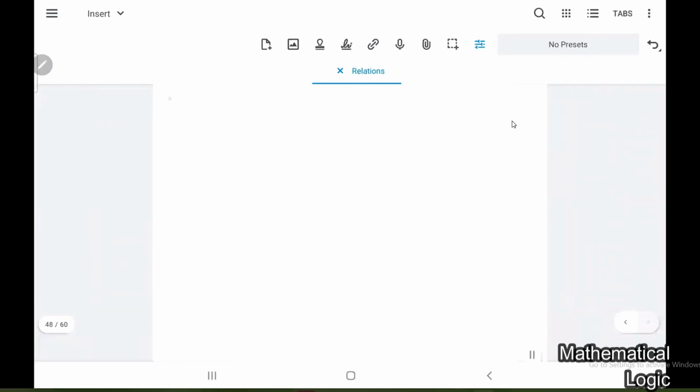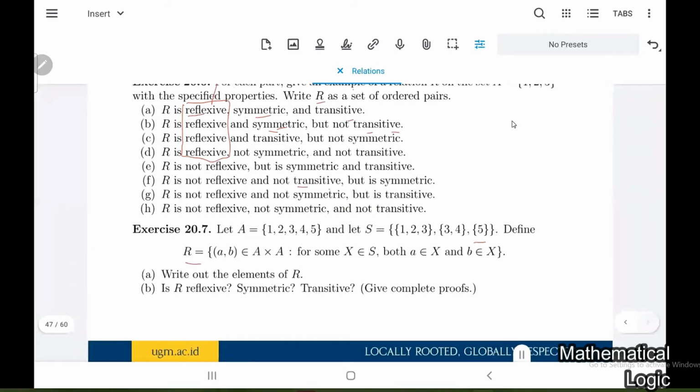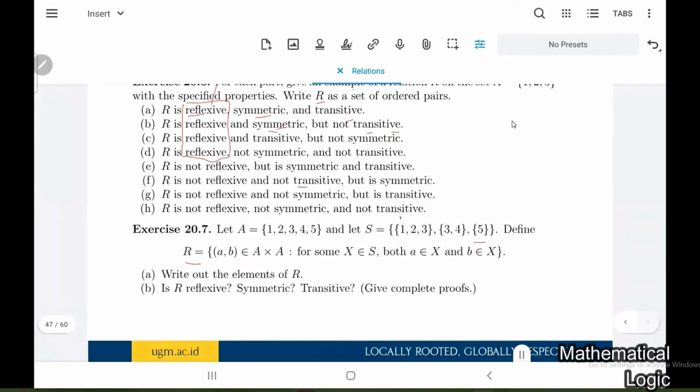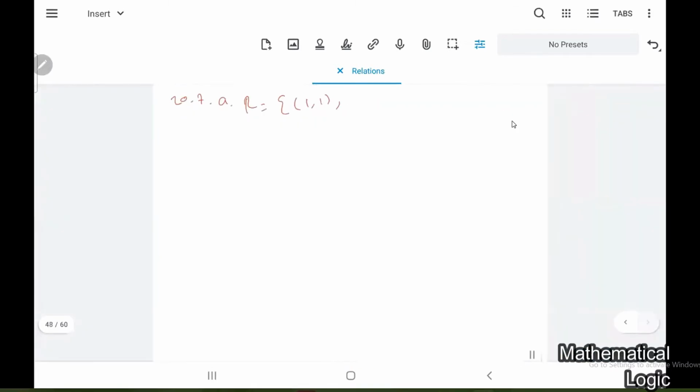Your R, this one is 20.7. Your R, what is it? As long as both of them are inside an X, so there exists a subset. Okay. So what is that? The thing is we have 1, 2, 3. So we have to list all of them. So 1, 1 should be inside because 1 is here and also 1 is there. So 1, 1 should be inside, 2, 2 inside, 3, 3 inside.